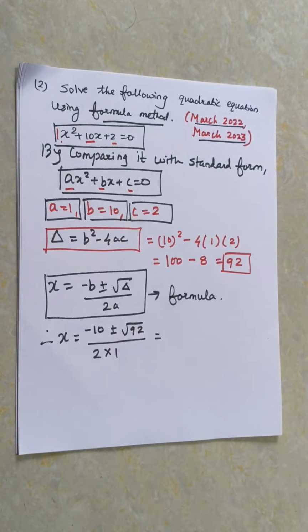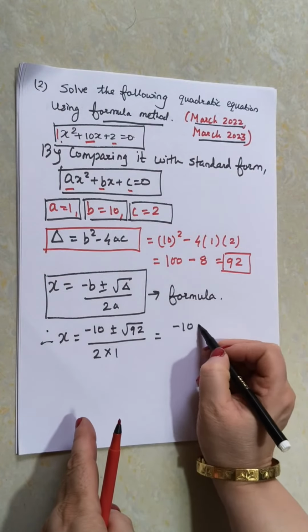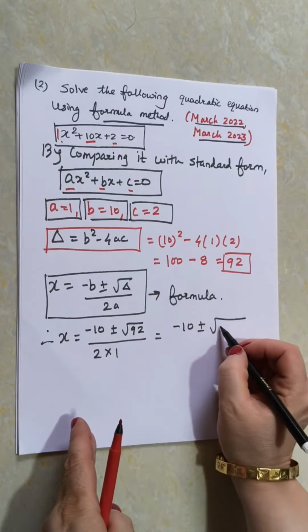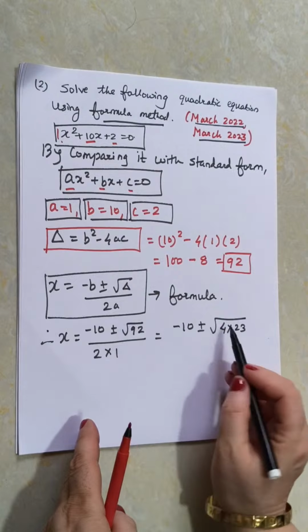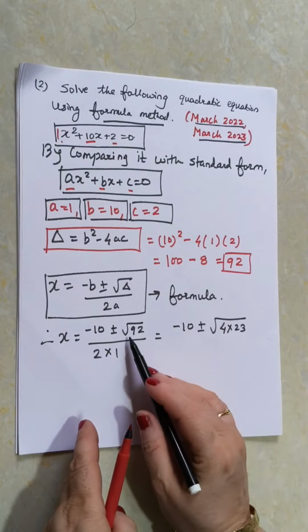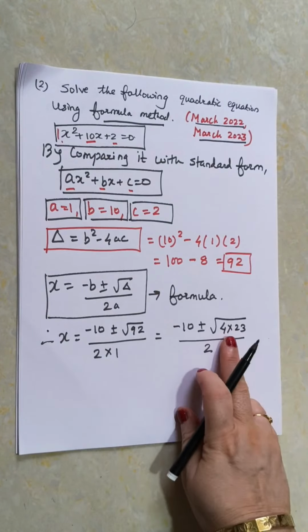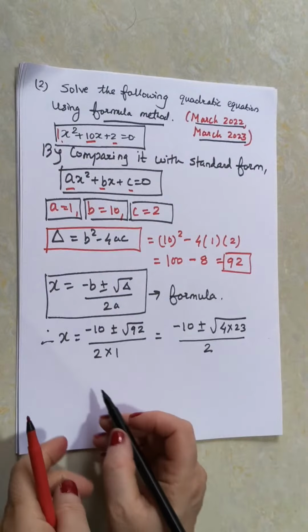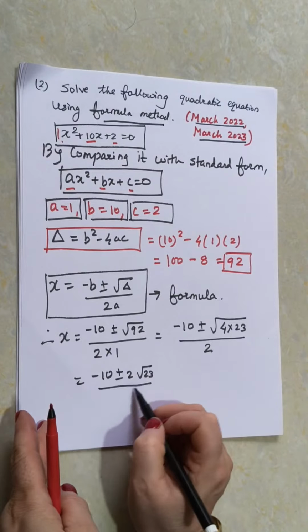Now 92 comes in table 23. So 23 fours are how much? 23 fours are 92. So minus 10 as it is we will write. So 23 fours means 4 into 23, that is 92. See, 4 threes are 12, carry 1, 4 twos are 8 plus 1, 92. So 92 factors are 4 into 23. Now what is the square root of 4? That is 2. So negative 10 plus or minus 2 under root 23 upon 2.